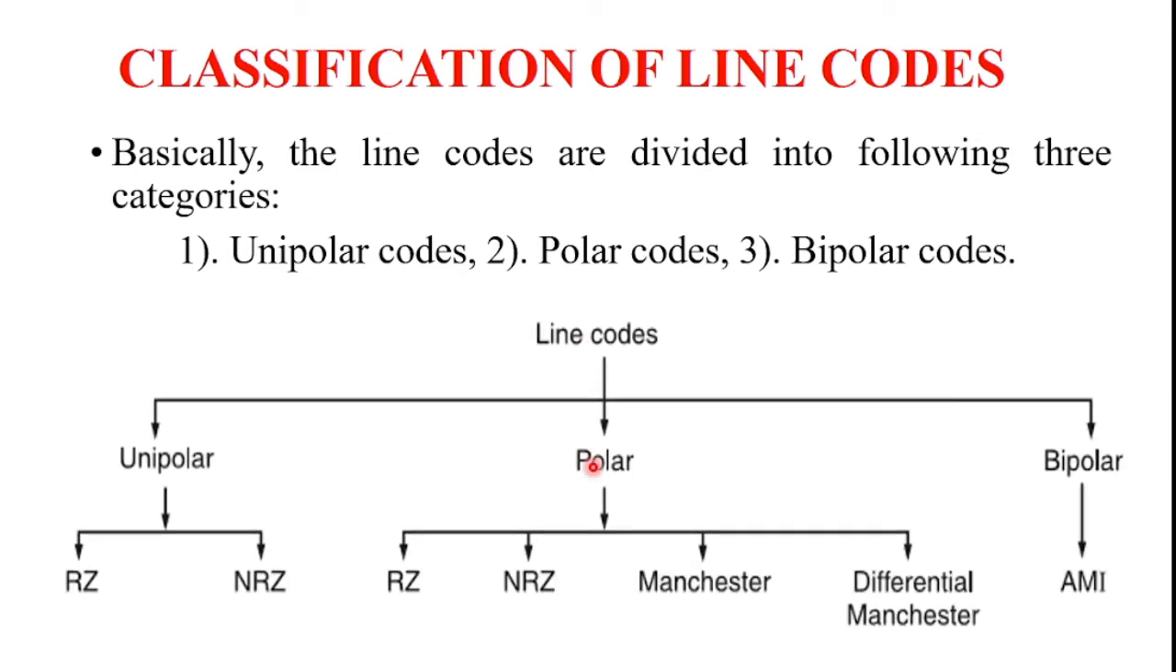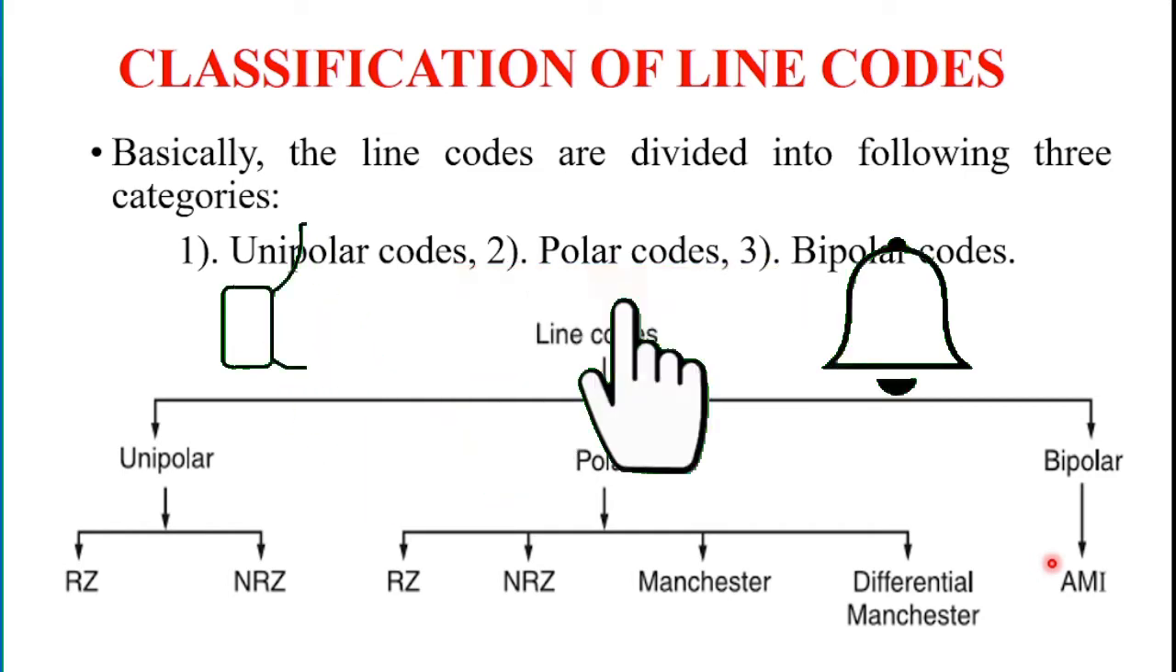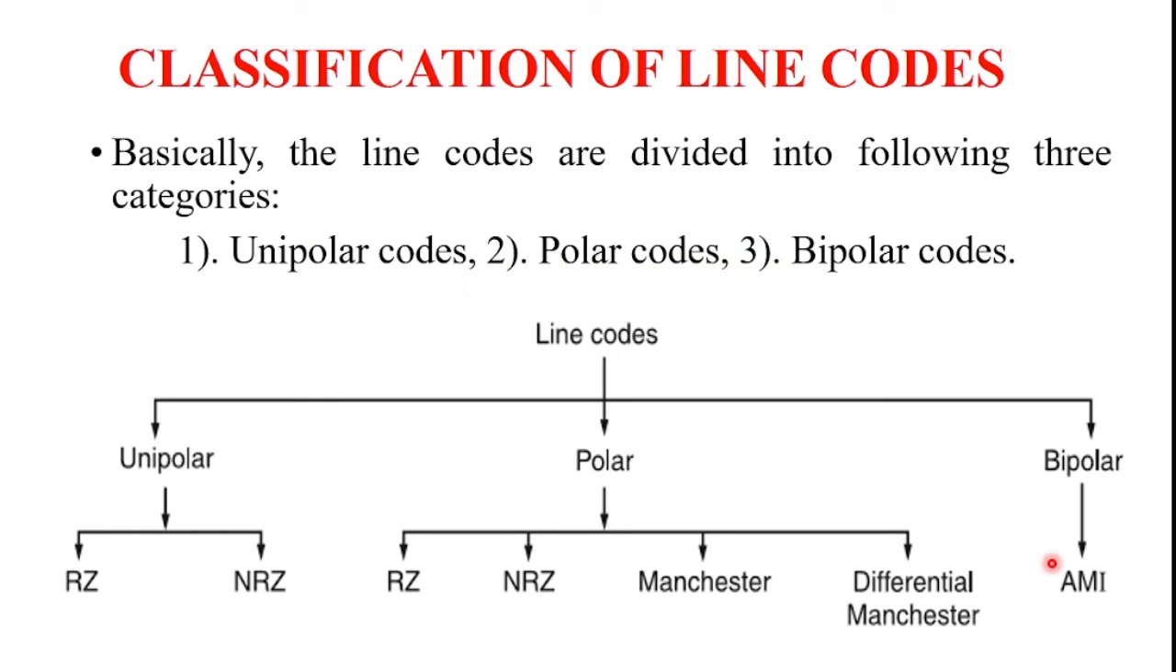These unipolar, polar, and bipolar codes are further divided into return to zero unipolar code, non-return to zero unipolar code, return to zero polar code, non-return to zero polar code, and bipolar is also divided into two categories, return to zero and non-return to zero. Now I will explain clearly the return to zero and non-return to zero unipolar, polar and bipolar coding techniques.